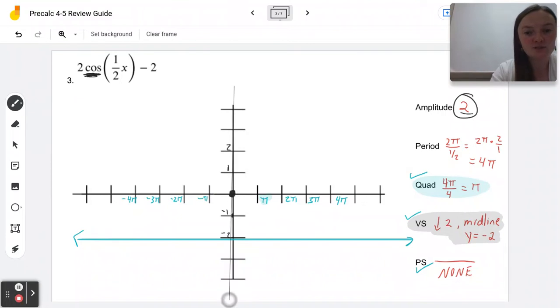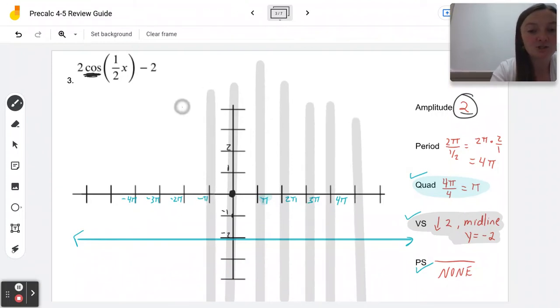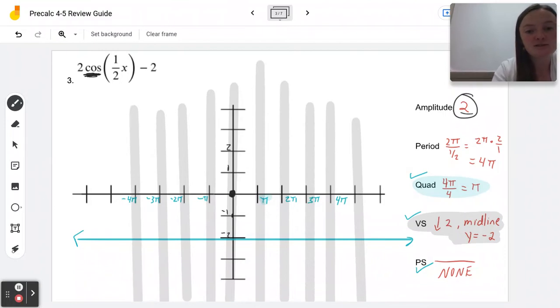From there, go ahead and sketch your quadrant lines to kind of remind you of what you're going to be doing each step along the way. So let's go ahead and sketch those quadrant lines, and then we can actually graph this function. I think we're ready. All right, so let's go ahead and start this. Cosine starts at a maximum, comes down to the midline. Let's sketch a little better. Down to the midline, down to a minimum, which means we need to go down another 2 to -4.